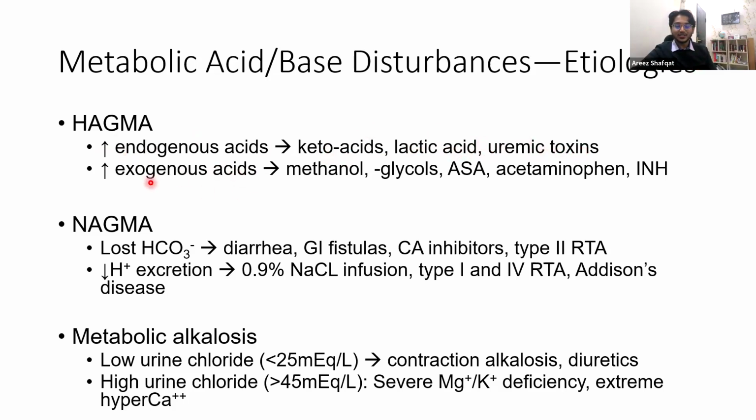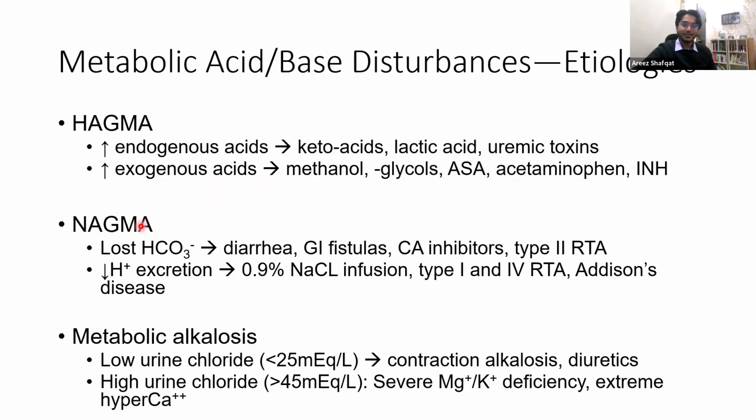Those toxins can be exogenous toxins like methanol, like glycols, like aspirin, like acetaminophen. Okay, aspirin is important, acetaminophen is important. These ones are also important, okay? So endogenous acids, rule out DKA, rule out lactic acidosis, rule out kidney injury. Then you think of exogenous acids like methanol, ethylene glycol, aspirin.